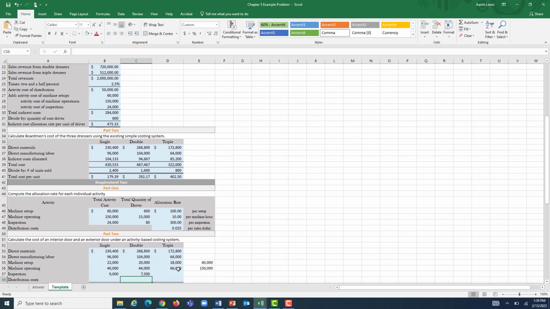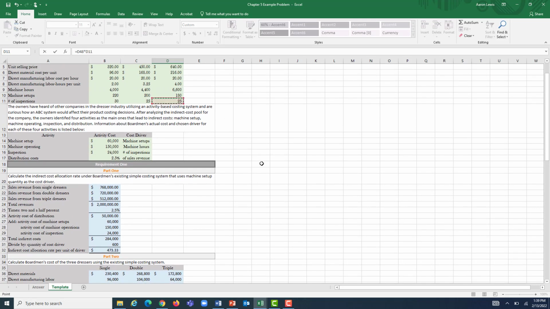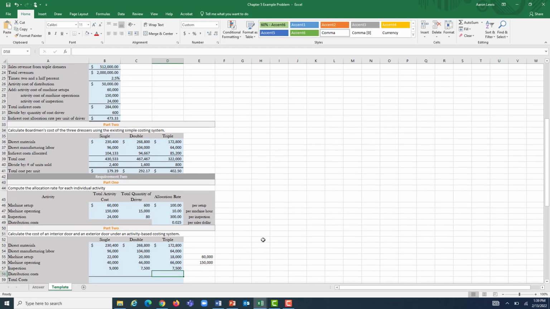That is a total of $7,500 that's going to get allocated to that model, and 300 times 25 for the triple means that one is also going to get $7,500 worth of indirect costs allocated to it for the activity of inspecting our finished dressers to make sure that they're ready to be sold.